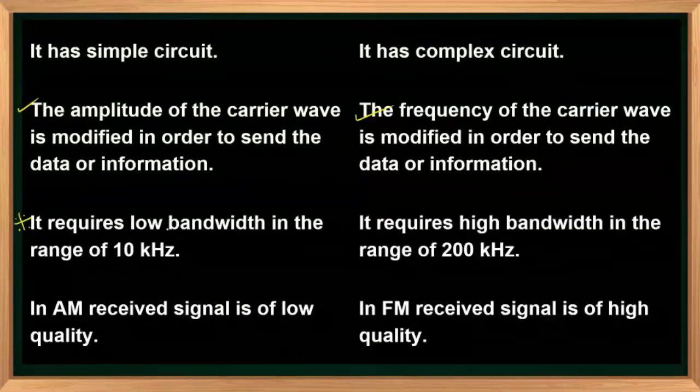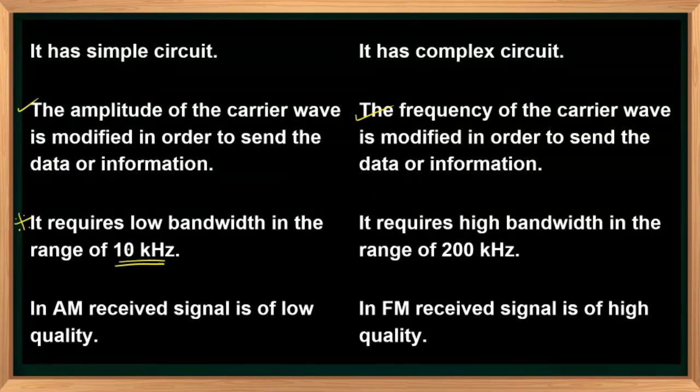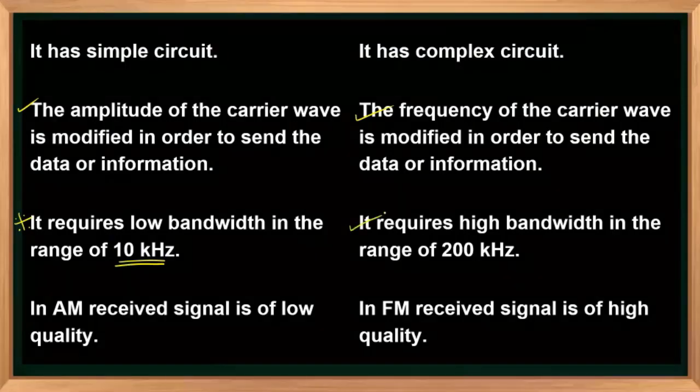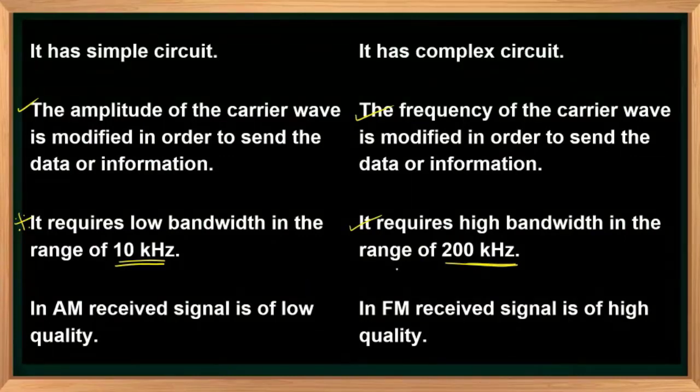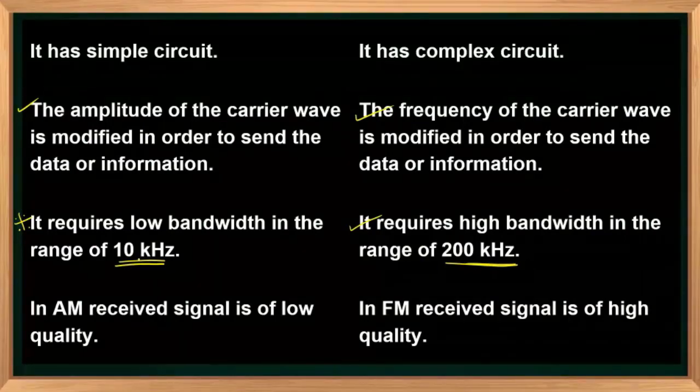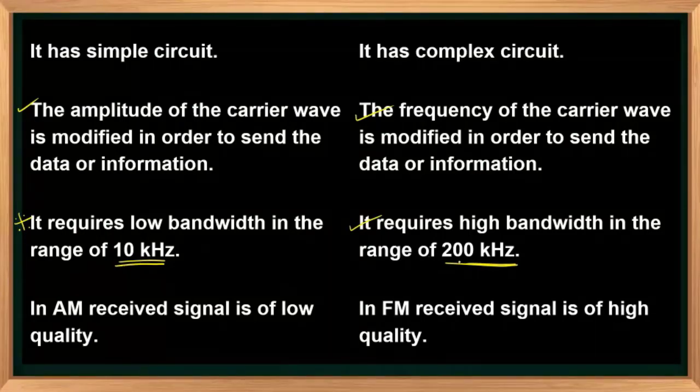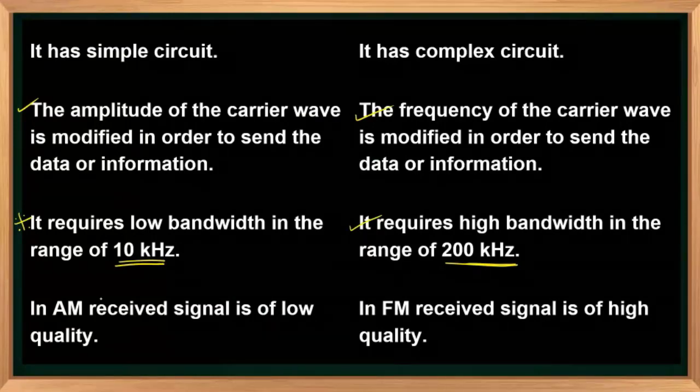It requires low bandwidth in the range of 10 kilohertz. So for commercial broadcast, the AM signal requires less bandwidth, about 10 kilohertz, whereas the FM broadcast requires high bandwidth in the range of 200 kilohertz. That is almost 20 times greater than the bandwidth of the AM signal. For the FM signal, the bandwidth is 200 kilohertz, and for the AM signal, it is only 10 kilohertz. So the bandwidth of FM is 20 times the bandwidth of AM.